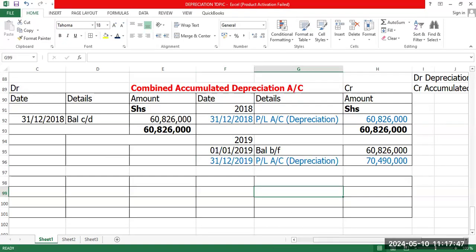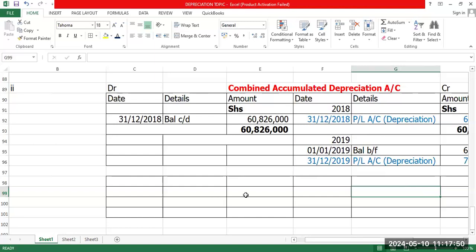So we ask ourselves, in this year of income, did we actually dispose of any asset? Yes, we did. Now if you dispose of your asset, it means that the accumulated depreciation is also going to reduce. And for the accumulated depreciation account to decrease, you debit. The fact that we are disposing means that we are removing the total depreciation for the asset.